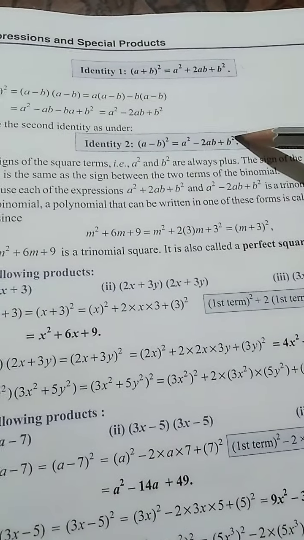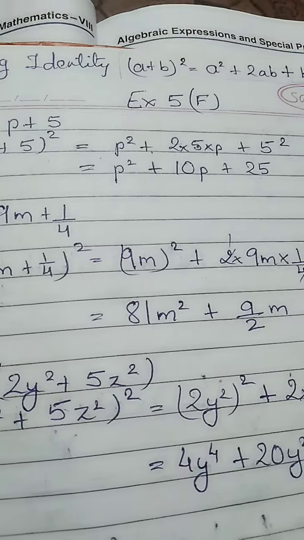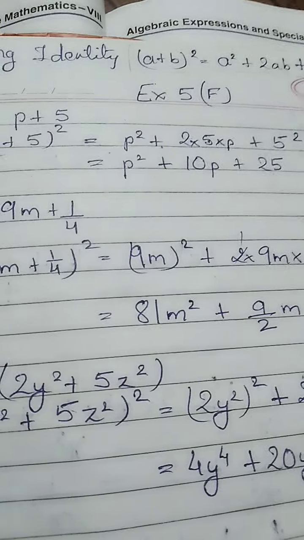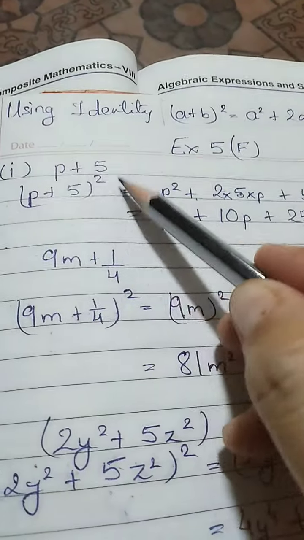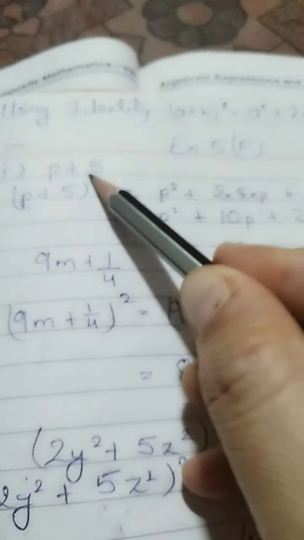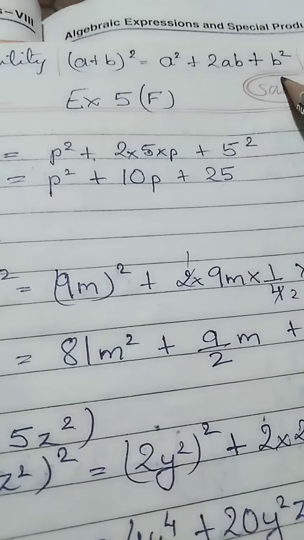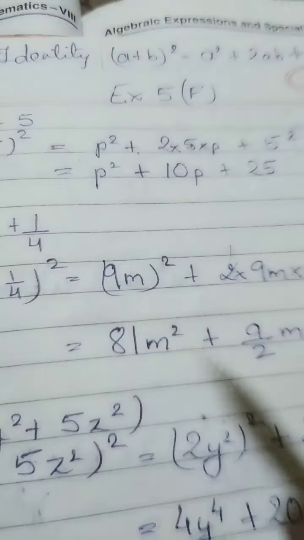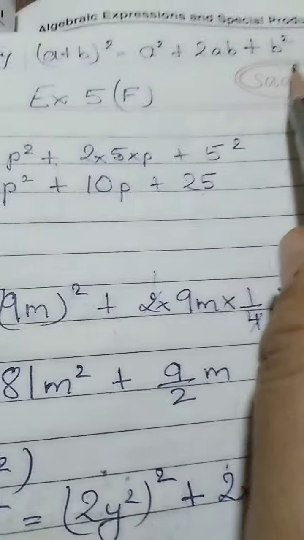Now we will do some applications of these identities. These identities are used to find the squares of binomials. Like here in exercise 5F, you are given a binomial p plus 5 and you have to find the square, (p + 5) whole square. Obviously it is a plus, so we will be using the identity (a + b) whole square equals a square plus 2ab plus b square. We will note down the identity with every sum. Okay, (p + 5) whole square. The identity is a square plus 2ab plus b square.